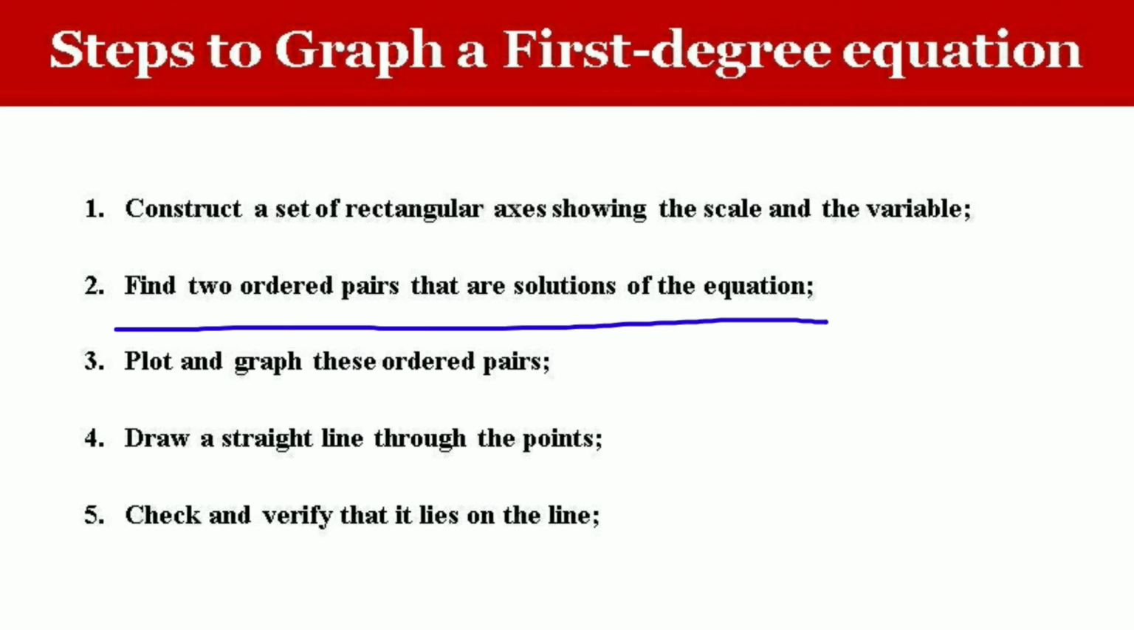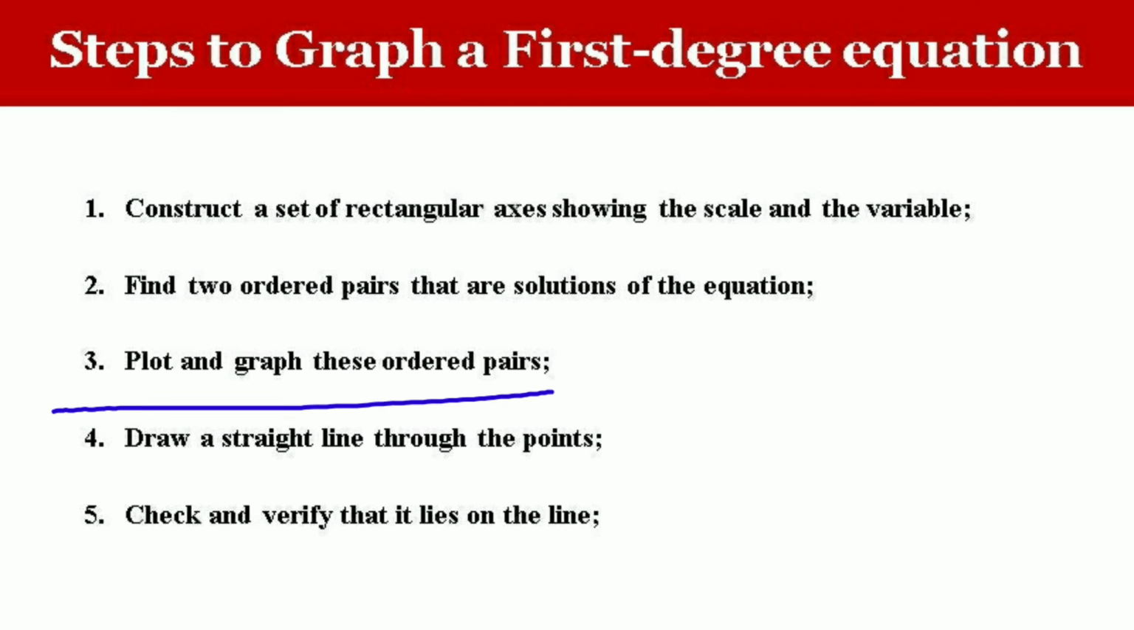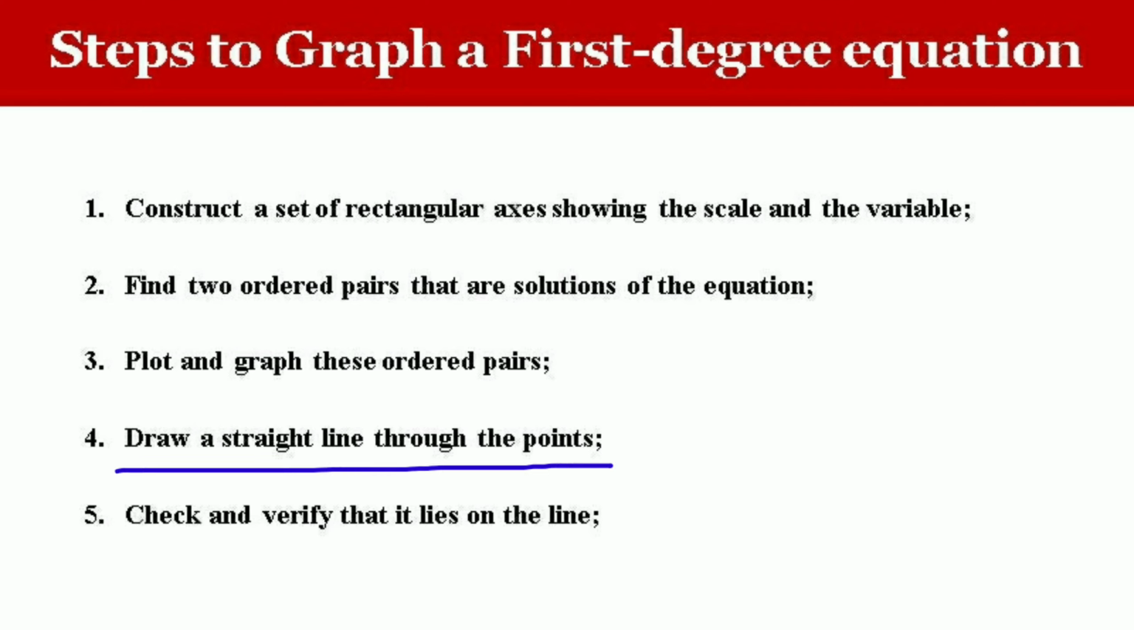Then the second step is to find two ordered pairs that are solutions of the equation to be graphed, by assigning any convenient value to one of the variables and determining the corresponding value of the other variable. Thirdly, each pair of values from the table obtained from the function is plotted as a point on the graph paper. Fourthly, draw the straight line through the points, that is, a freehand curve drawn through them.